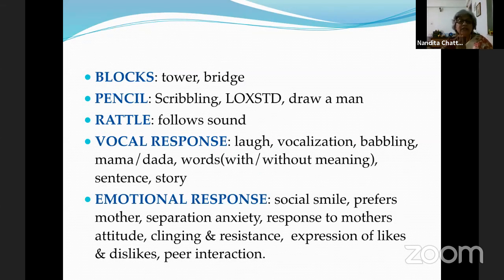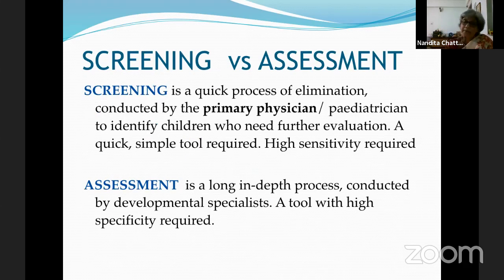For this, we use a mnemonic: LOX STD, LOX STD. L for line at 2 to 2.5 years, O for circle at 2.5 years, X at 3, a square at 4, a triangle at 5, and a diamond at 6. Very easy to remember. A rattle would be useful to see if the baby can hear, and then we analyze the vocal response. What is the baby doing? Vocalizing, babbling, few words with meaning, without meaning, sentence, story, and so on. And the emotional response, starting from social smile right up to peer interaction. What level is the baby at? So these are the things I should have in my mind.